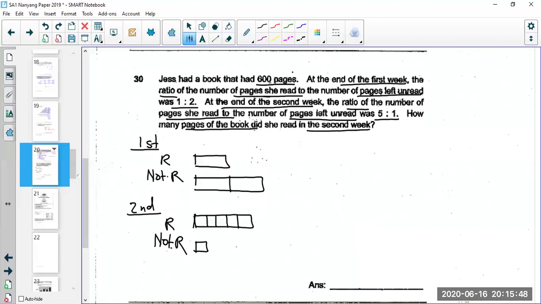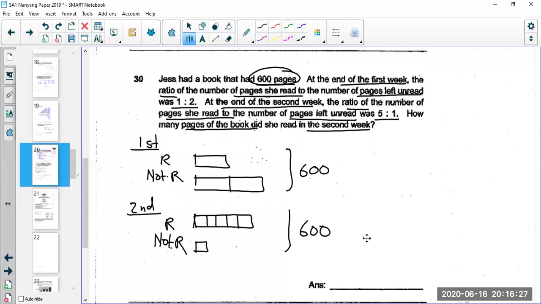For example, what is missing? 600 pages. You must put that in the model. So this is 600 pages. The pages not read plus the pages read add together to make the whole storybook. In the second week, the pages read and not read added together are also the same storybook. So what is the lesson here? The total is unchanged. This is a before and after problem.